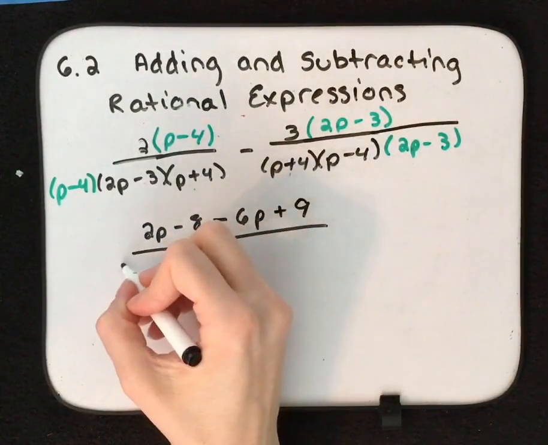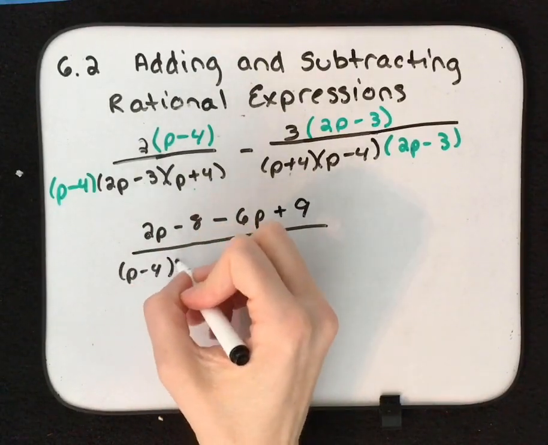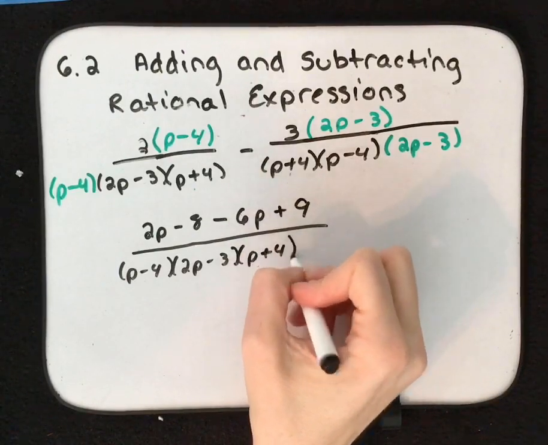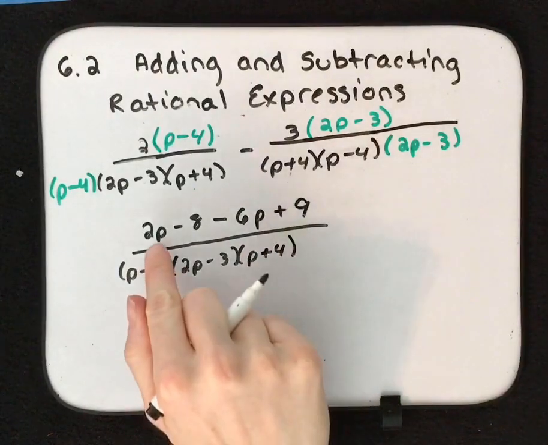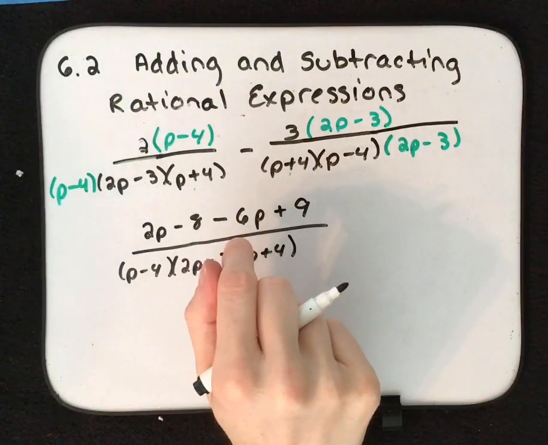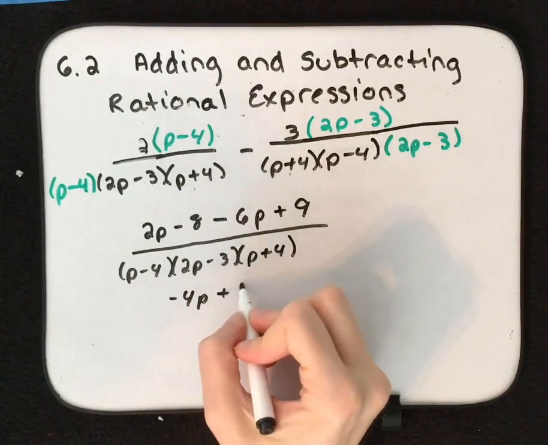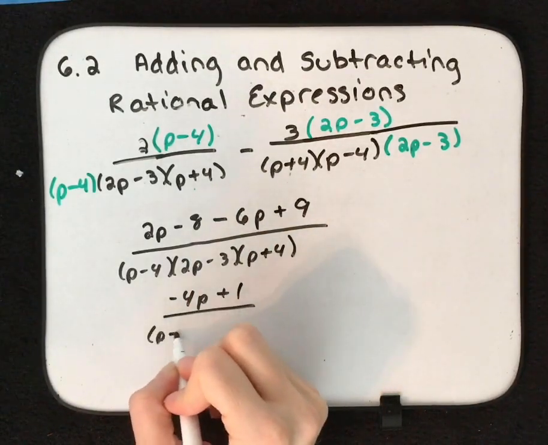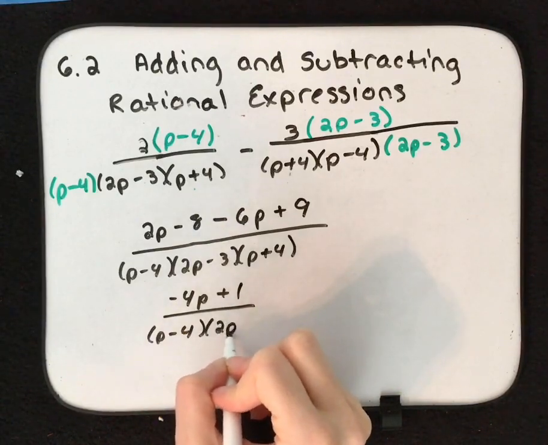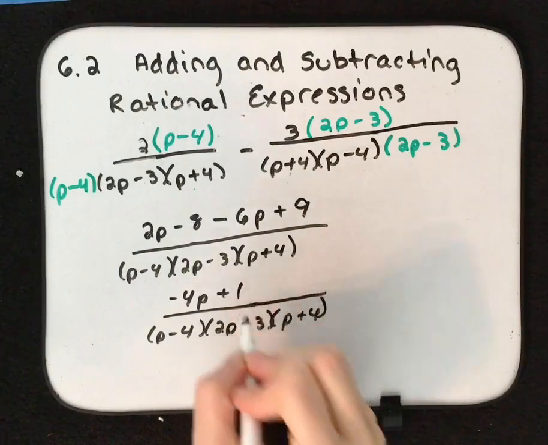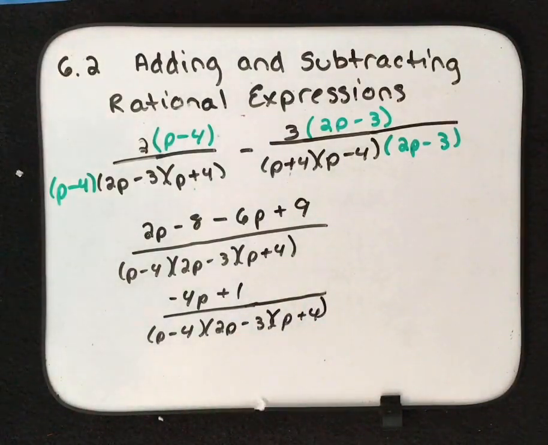All over our common denominator, there we go. Now let's clean up our numerator. 2p minus 6p, that gives us negative 4p. Negative 8 plus 9, that gives us 1. Nothing changed in our denominator. There we go. Negative 4p plus 1, that does not factor, so there's nothing that we're going to be able to cancel if we were to keep going, so that one is done.